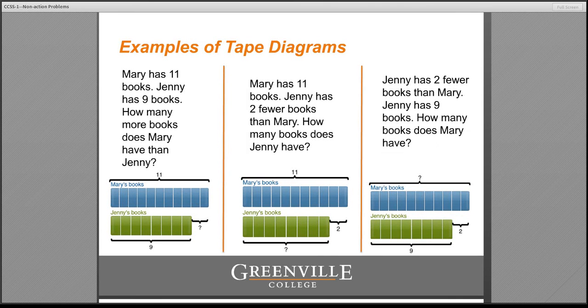This is an example of tape diagrams, and here's 3 of those 4 questions that I showed you earlier, which had very, very similar wordings and context. But if you look at these tape diagrams down here, you'll see that every one of them involved Mary having 11 books. Every one of them involved Jenny having 9 books. Every one of them has a difference of 2. However, in each of these variations, you'll see that a different unknown is being asked for.